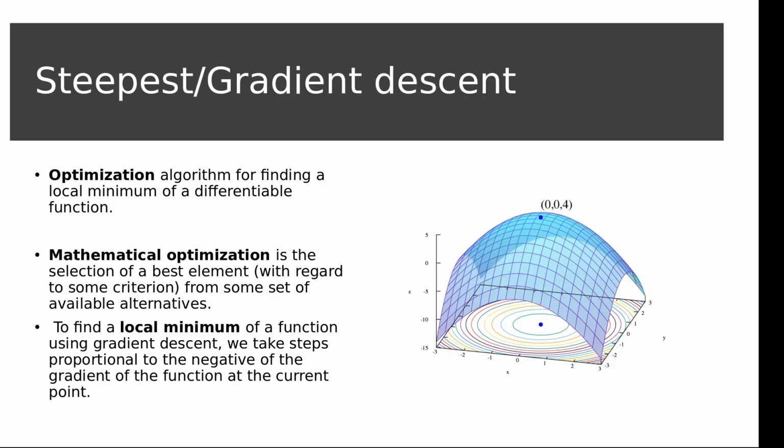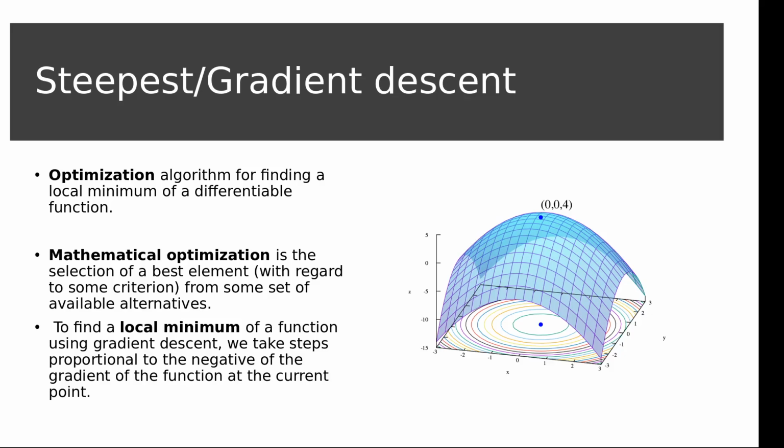Steepest descent or gradient descent is an optimization algorithm, and it's used to find the local minimum of a differentiable function. And what does optimization mean? Optimization is also called mathematical programming. It's the process of choosing or selecting the best element from a set of variables based on a criterion. For example, to find the local minimum of a function using this algorithm, we take some steps, or we choose some variables, proportional to the negative gradient of the function at the current point. I don't like definitions, but you will understand what I mean later. So this is the definition of the steepest descent.